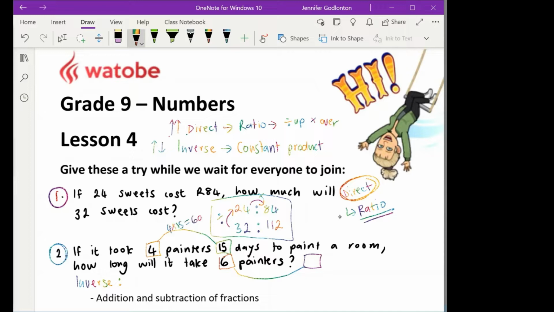Can anyone tell me what the answer for question 2 is? If it took 4 painters 15 days to paint a room, how long will it take 6 painters? I've tried to help you a little bit over here. Tell me what my answer is going to be. I'll give you some time to think. Tiana, I see you've unmuted. Do you want to tell us? 10. Yes, well done.